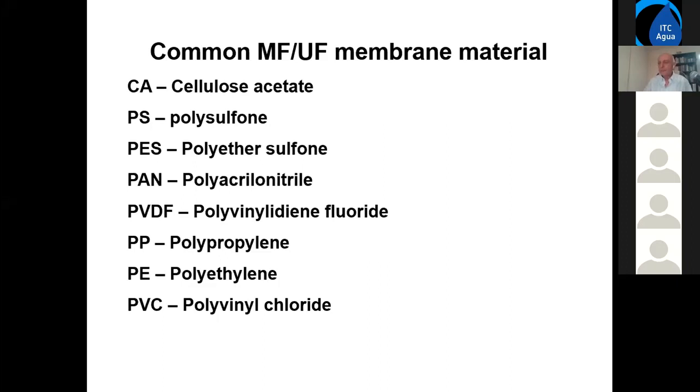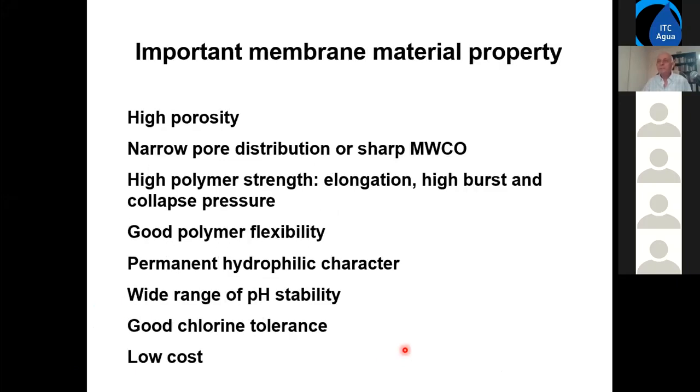So those are the membrane polymers, which we just discussed. What we want from the polymer is high porosity, narrow pore distribution, high polymer strength, because the membranes are exposed to pressure changes and vibration, good polymer flexibility, and an important permanent hydrophilic character, which is difficult to get, but membrane manufacturing modifies the surface to get it. Also a wide range of pH stability for cleaning, good chlorine tolerance also for cleaning, and of course low cost, which does not always come together.